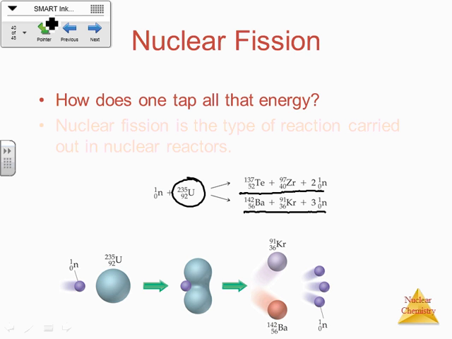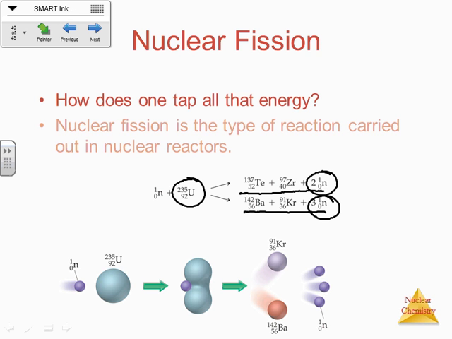Now notice, there's always another product here, and that is more neutrons. And so that's actually a good thing to keep the reaction going. We'll talk about that more in just a minute. Okay, so fission is the type of reaction, when we have nuclear reactors, that's the type of reaction that we're talking about there. That's the kind that we have actually been able to get to work.